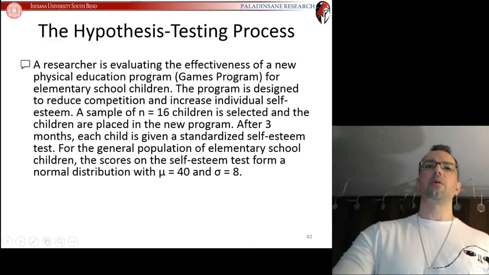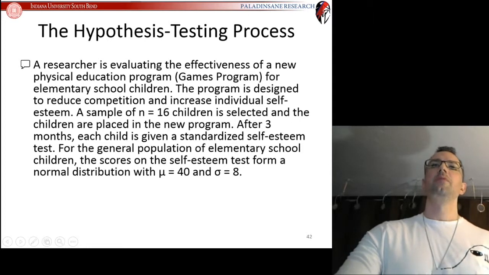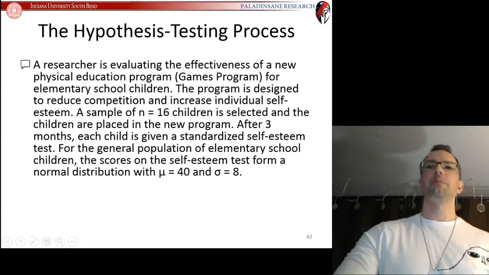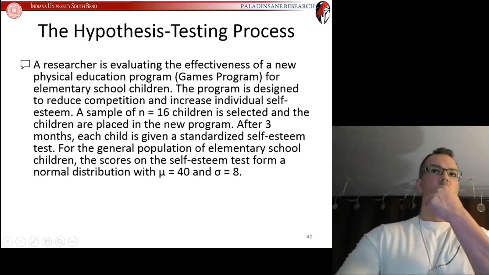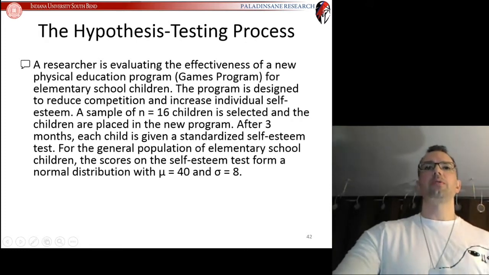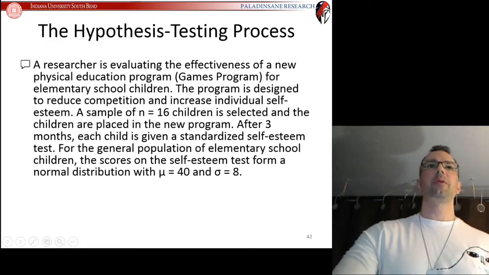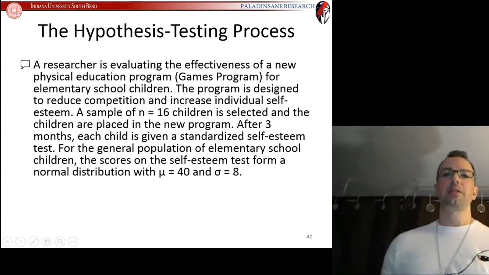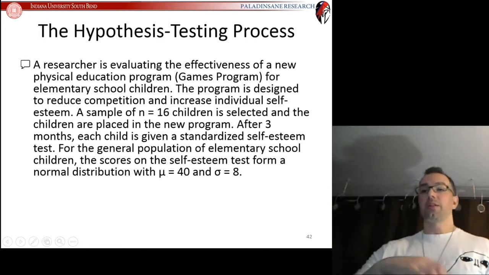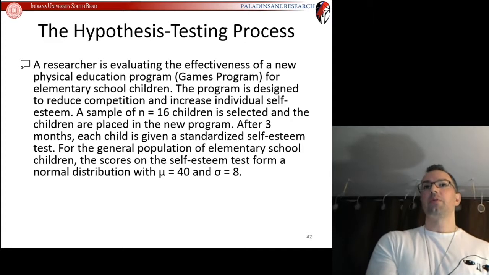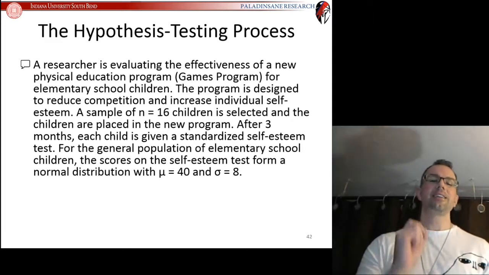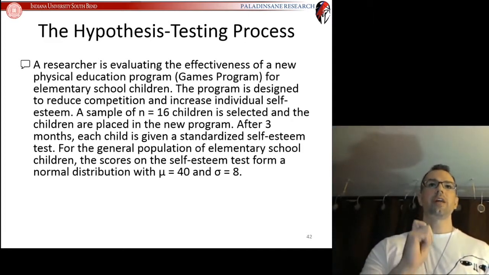So first off, notice that we know what the general population of students who are not in the games program, who have not been treated, who are typical elementary school students, we know their mean and their standard deviation. The second thing to notice is that this sample of 16 children, we did not measure them before we applied the program. We measured them 3 months after we applied the program. That is typically not done.